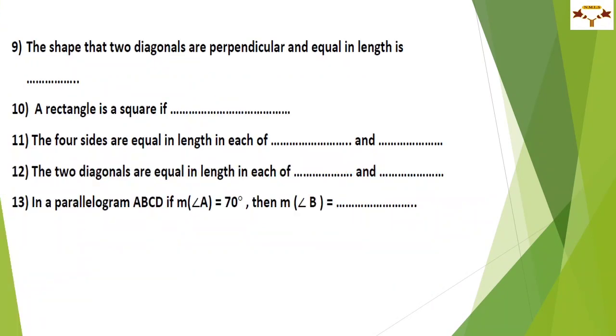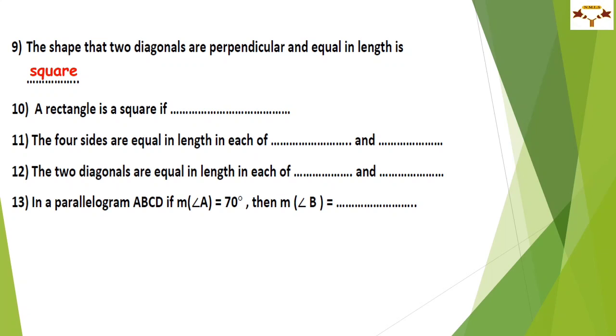Okay, number 9. The shape whose two diagonals are perpendicular and equal in length. Here I have two conditions: diagonals are perpendicular and equal in length. It's a square.